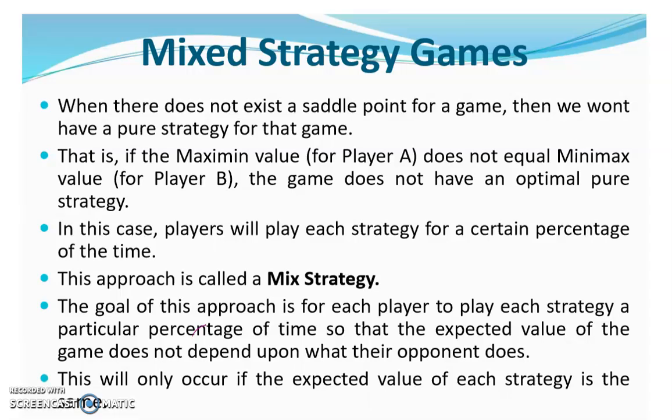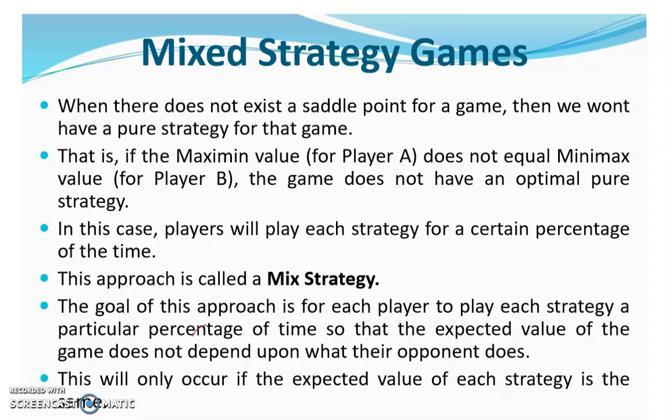mixed strategy games. So these mixed strategy games occur when each player selects an optimal strategy that does not result in an equilibrium point, meaning that there is no saddle point when we apply the minimax and also the maximin criteria. So in mixed strategy games, the maximin value and also the minimax value for player A and B do not have the optimal pure strategy.